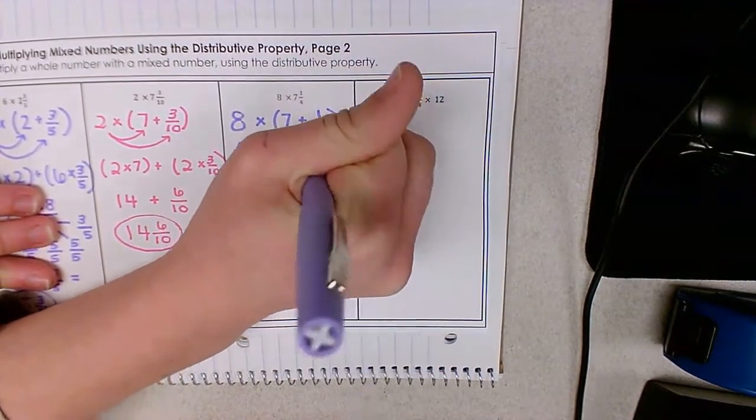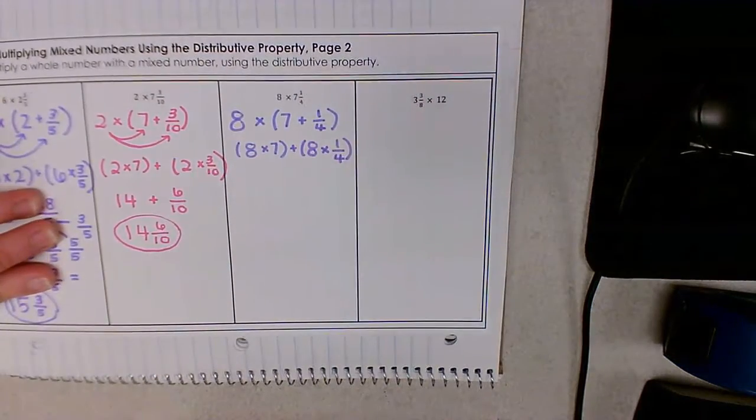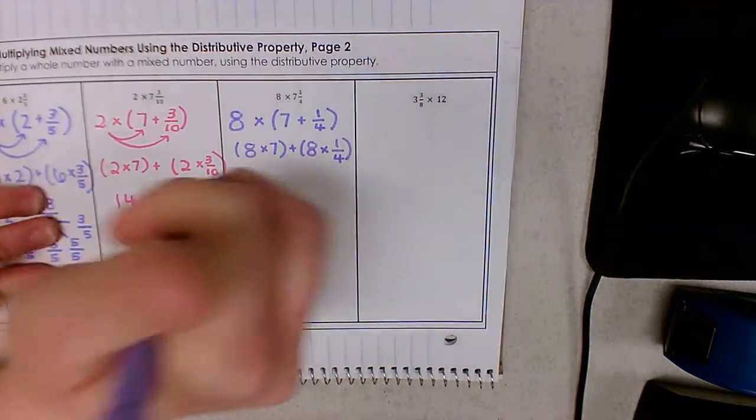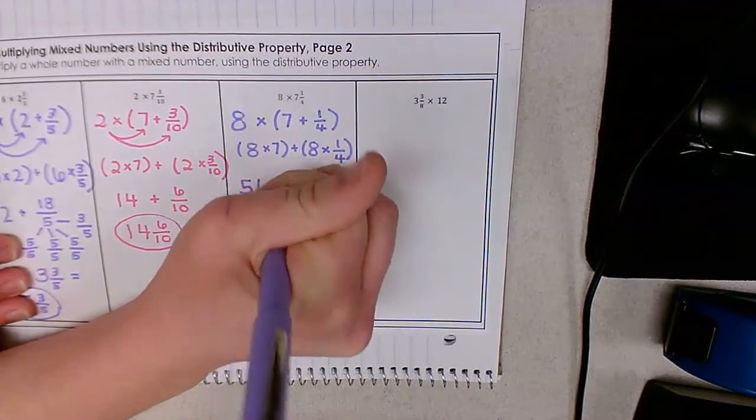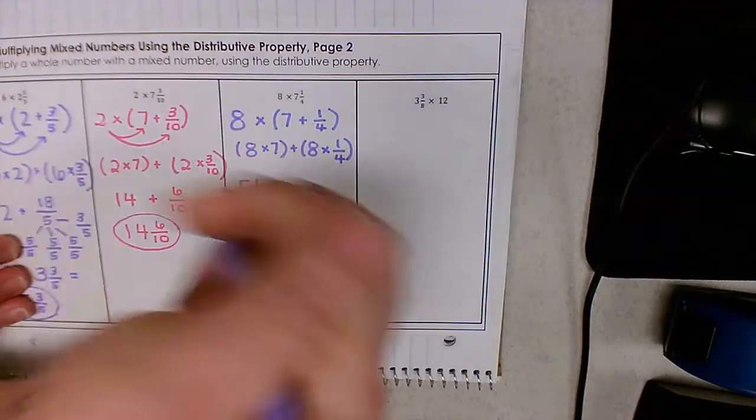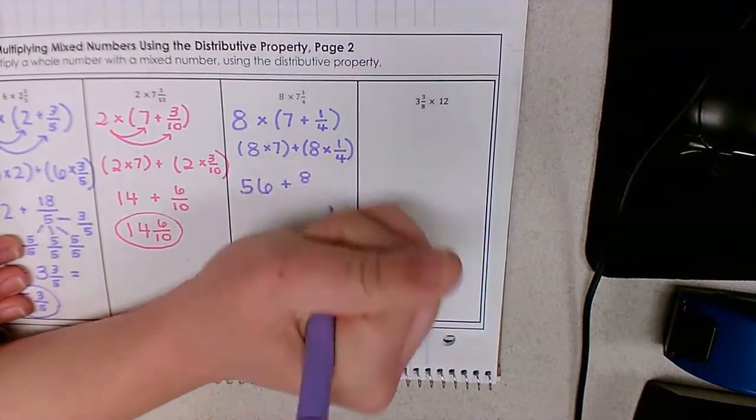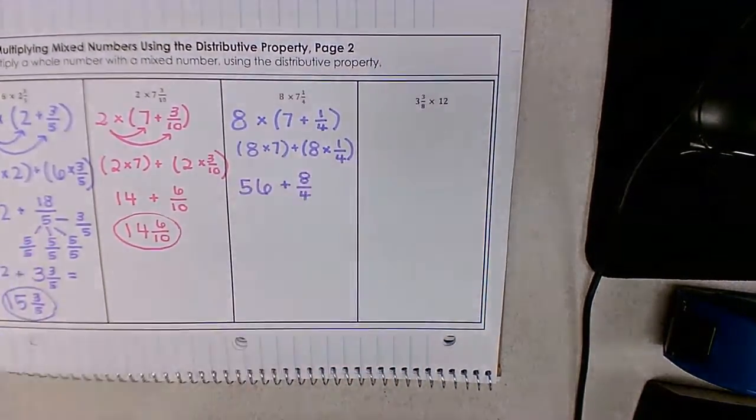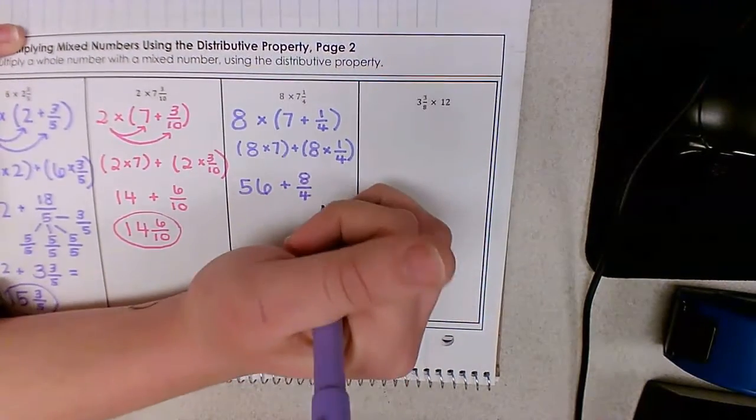We're distributing that 8. 8 times 7 equals 56. 8 times 1/4, I'm going to multiply my whole number times my numerator. 8 times 1 equals 8. And I'll keep my units of fourths. Because this is an improper fraction, I have to change it over to a mixed number. So I'm going to see how many groups of 4/4 I can pull out of 8/4 and see what's left over after I pull out those groups.